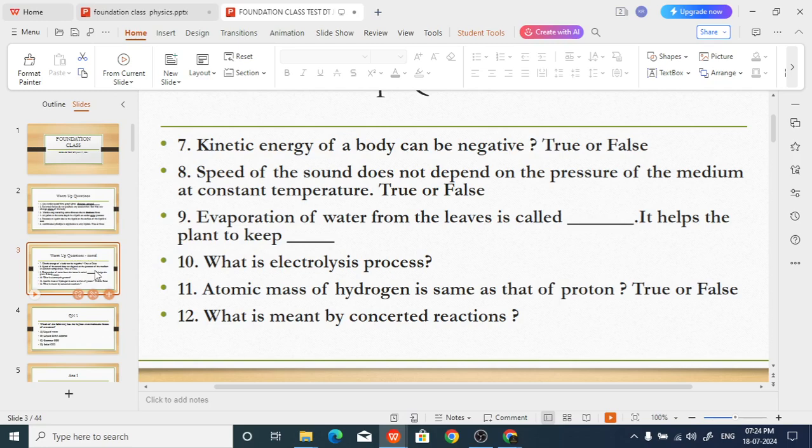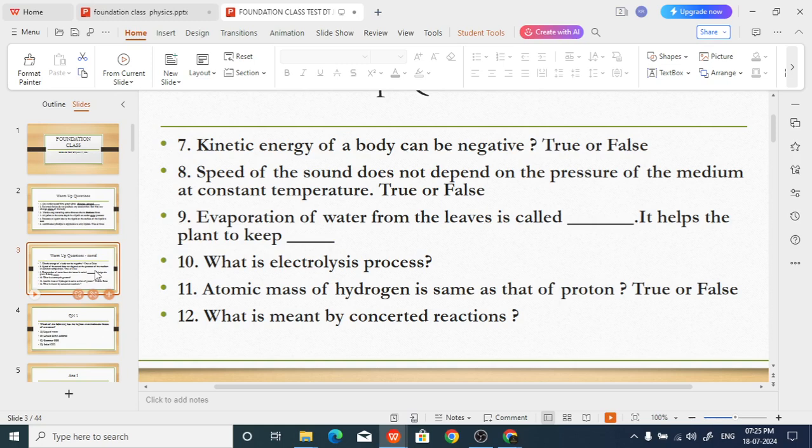Not in 10th maybe. Actually, the kinetic energy of a body, the equation is half m v square. Because v square cannot be negative, the kinetic energy of a body cannot be negative. So it's always positive. Sorry, that will be out of your syllabus. Next question.